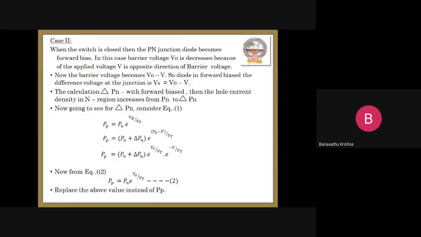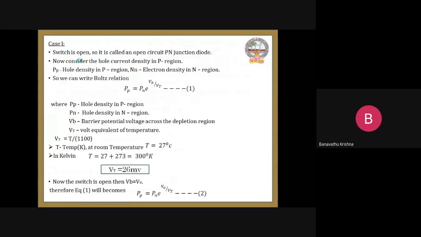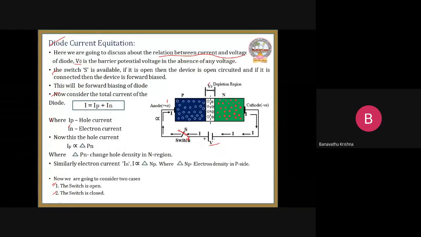Next, in case 2, when the switch is closed, the PN junction diode becomes forward biased. As I told you in the previous slide, this potential voltage is applied to the diode. The positive terminal is connected to the P area, and the negative terminal to the N area. Here the negatively charged particles are more; by applying negative potential, they repel each other, so there is no chance of them moving towards the junction.